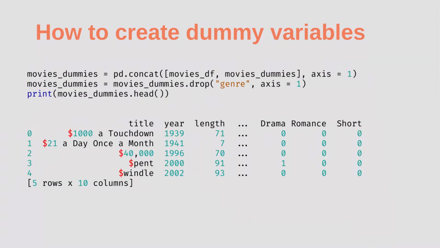Now we need to add these binary variables back to our original data frame. To that end, we use the concat method, passing a list containing the original data frame and the new dummy variable data frame we created earlier. We also set axis equals to 1. Finally, we remove the original genre column using the drop method, passing the column name and setting axis equals to 1 again. Now we can start modeling with our dummy variables.